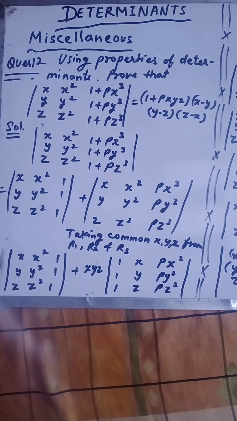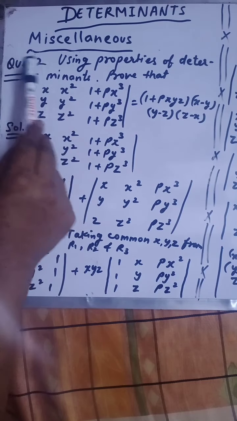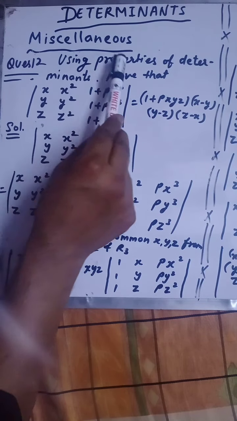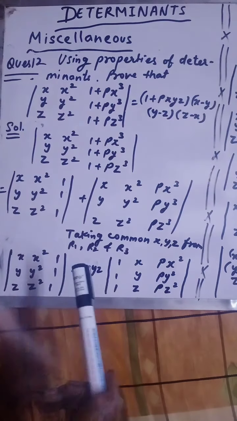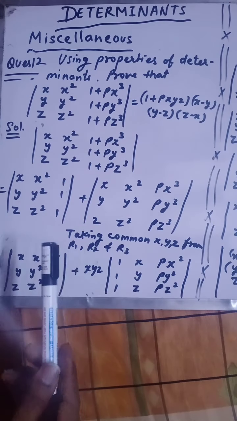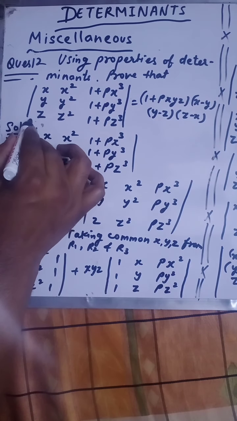This is your question number 12 of miscellaneous exercise. In this question, I'm just reading the question first of all. Using the properties of the determinants, prove that this is equal to this. So we have to prove this. So what I'm doing, I'm taking the left hand side first of all in solution.